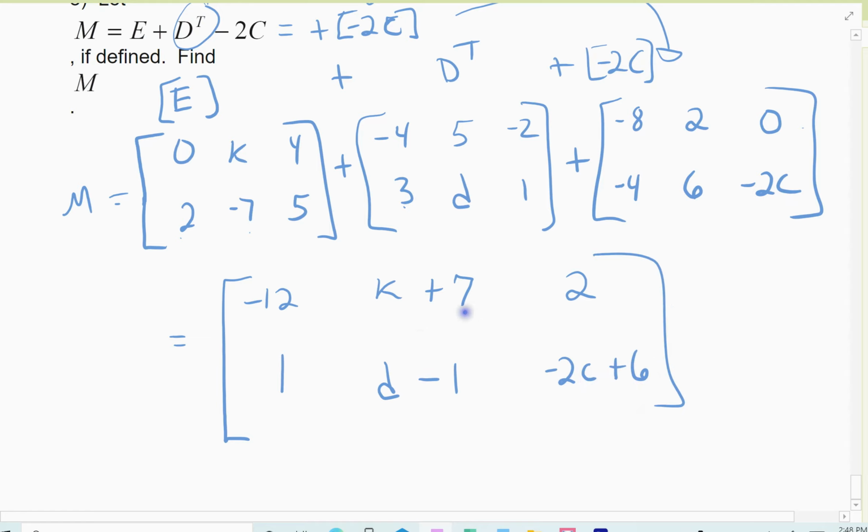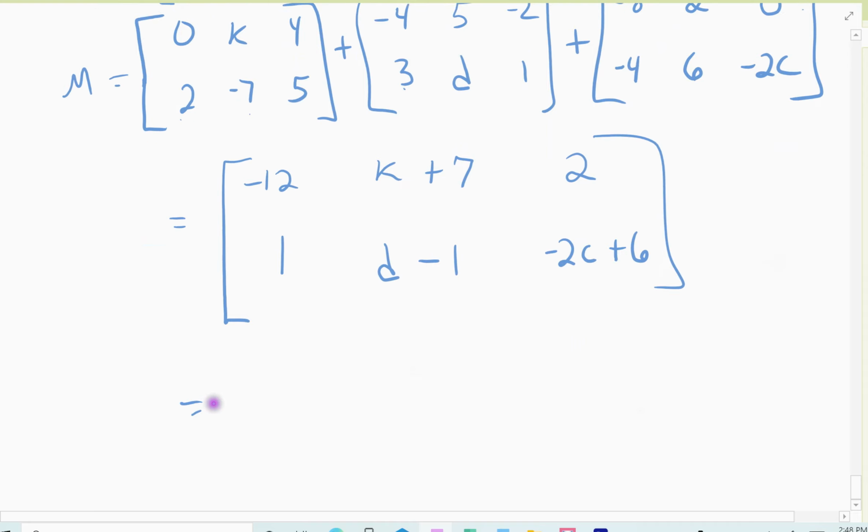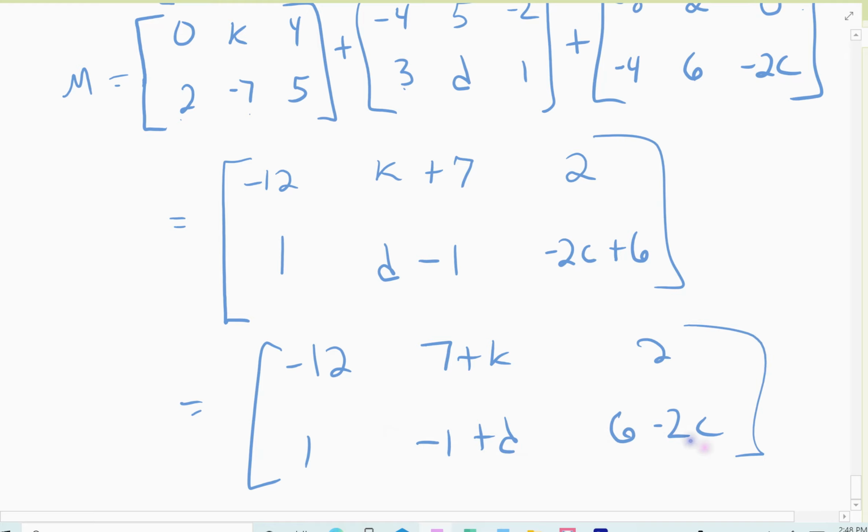Which if you did those in different orders, that's fine. So if you'd written this as negative 12, 7 plus K would be fine. Or negative 1 plus D, or 6 minus 2C. Again, all those are exactly the same. All I did is rechange. So again, those are all M. Right? Either one of those are fine.